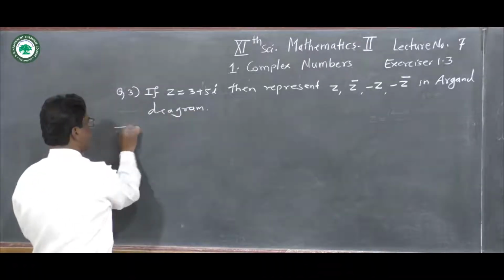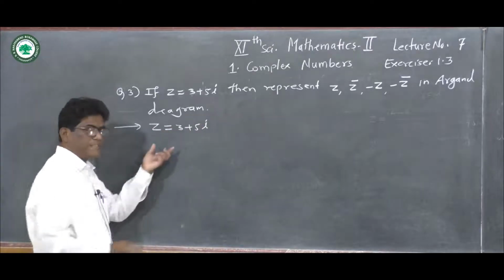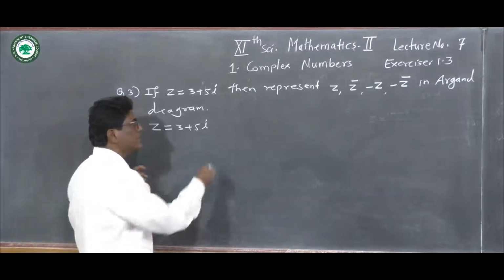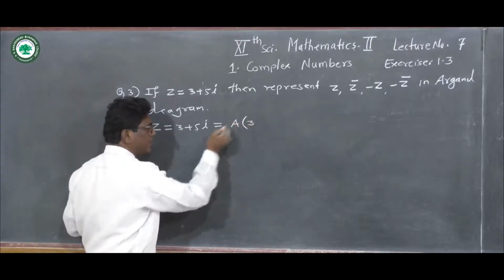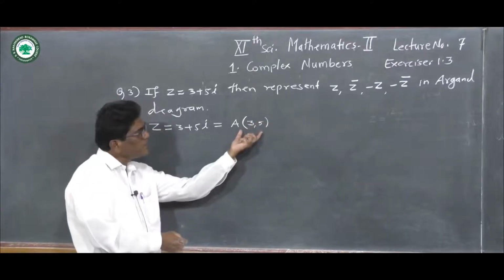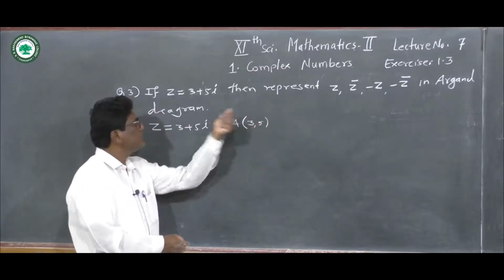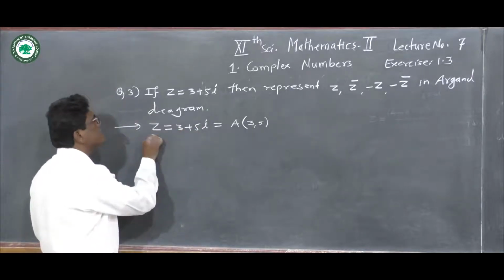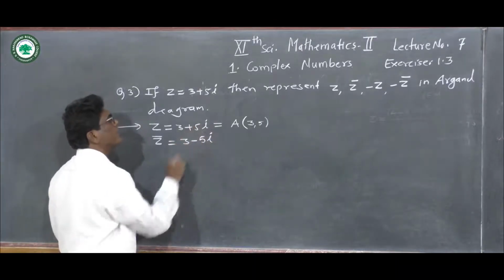Now we have given z as z is equal to 3 plus 5i. It is represented by a point in the complex plane. That point, suppose A, has real part 3 and imaginary part 5. So A of 3, 5. We represent A of 3, 5 in the Argand diagram, which denotes the complex number 3 plus 5i. Now z bar means conjugate of this z. So it is equal to 3 minus 5i.